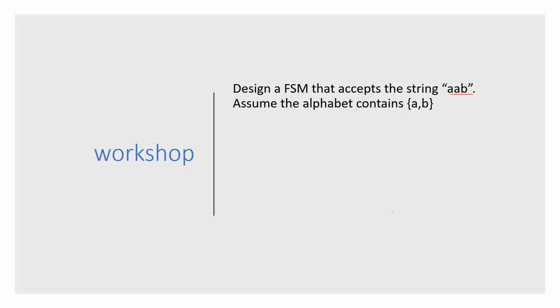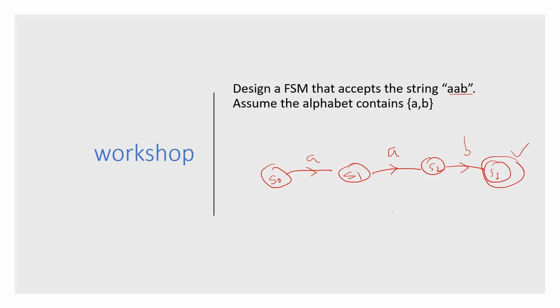This says that we want to build a finite state machine that accepts the string AAB. So I'm going to start with a bunch of states, S0, S1, S2. And if I get an A, I'll go to S1. If I get another A, I'll go to S2. And then if I get a B, I'll go to S3. And S3 is the accept state. So if you're lucky to get this sequence, you'll be going there.